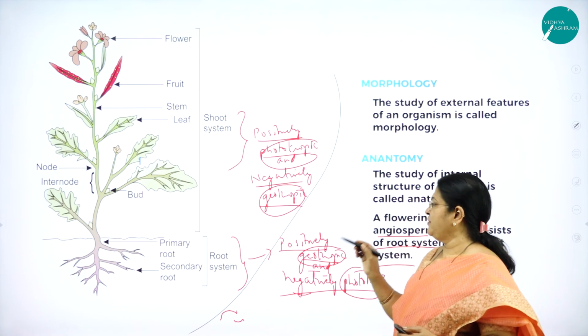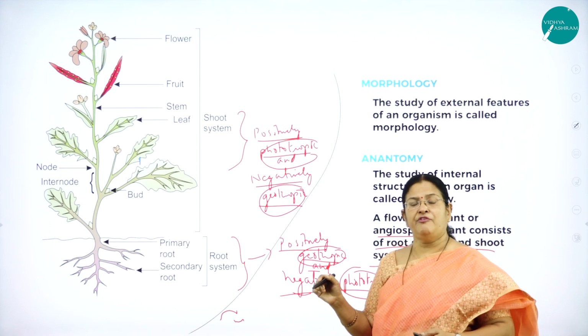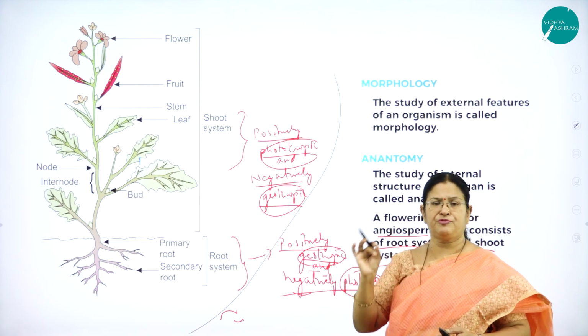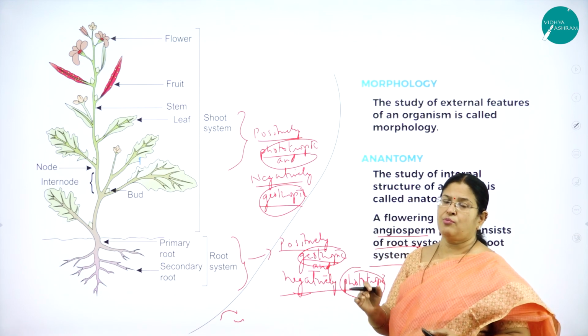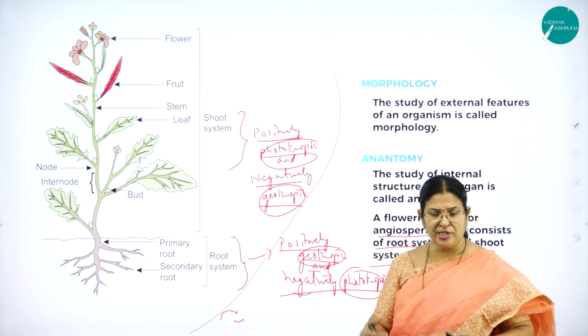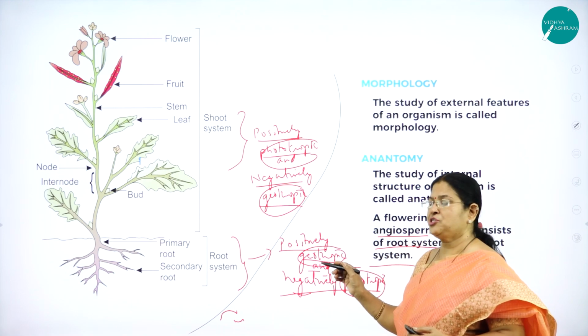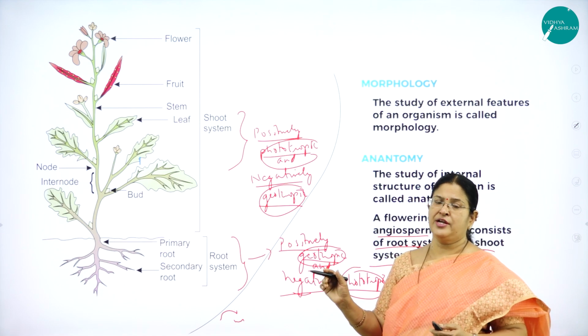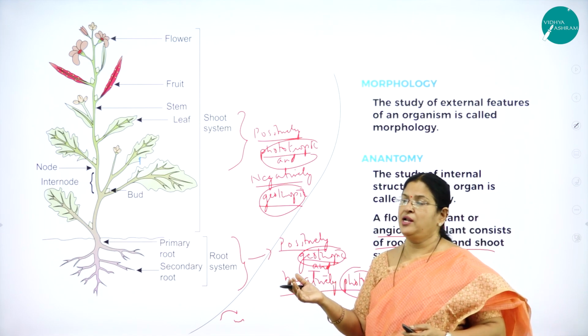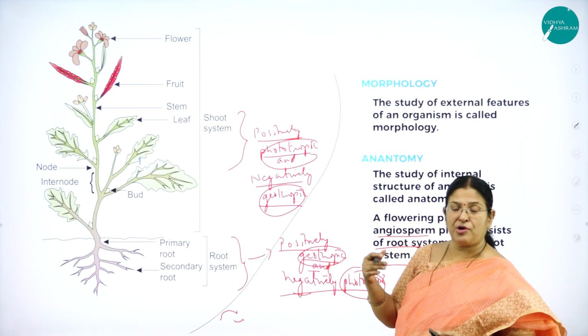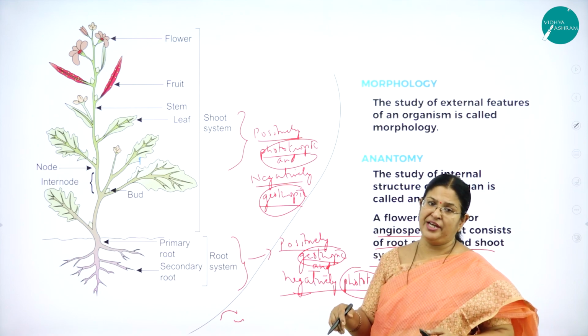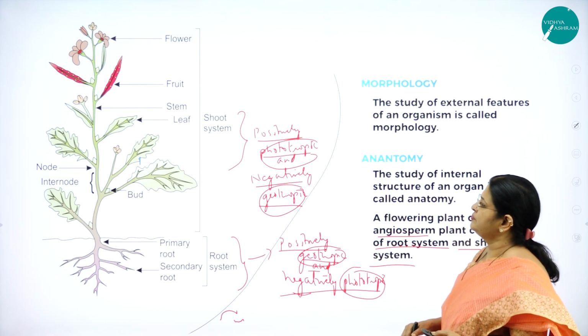So when we study the morphology of an angiosperm plant, it consists of two very important parts. One is called the root system, which is below the soil and which is positively geotropic and negatively phototropic, and the part which is above the soil is the shoot system, which is positively phototropic and negatively geotropic.